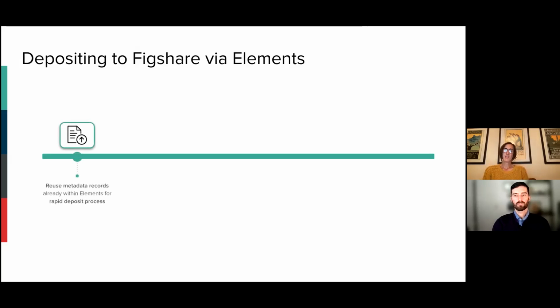So we look to reuse metadata records already within Elements to really make the process of depositing really rapid. So if an existing data record has been harvested into Elements and claimed by a faculty member, they simply need to upload their files or add an existing OA location for the output, if one exists, then click deposit. You'll see in a second, it's super quick, it's super intuitive, and it's super simple.